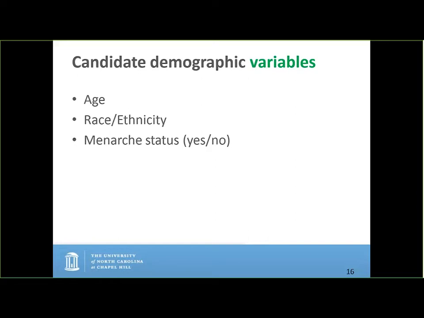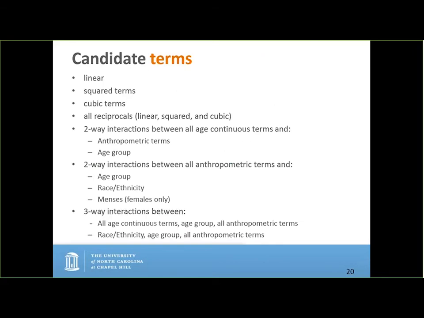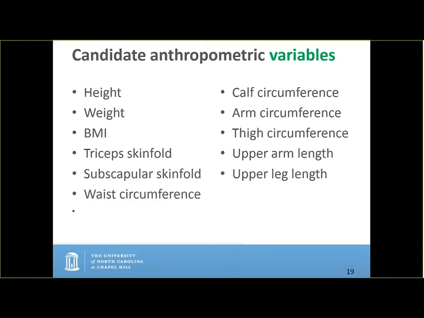And then we had several candidate terms. So in this talk, I'm going to use these two words, variables, to refer to things like these, and terms to refer to mathematical forms that you could use. So for each one of these anthropometrics, we use them in our models in all of these different mathematical forms. So our largest model selected from over 1,300 terms that were presented to the lasso to choose the equation that had the best fit.